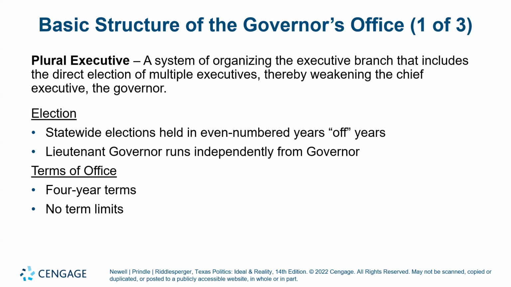The plural executive is a system of organizing the executive branch that includes the direct election of multiple executives, thereby weakening the chief executive, the governor. A great way to explain this is to compare this setup within Texas to what we have in Washington. The way the federal executive branch works is that when the president is elected and then sworn in, the president then has the task of deciding what their administrative setup is going to be throughout the executive branch.